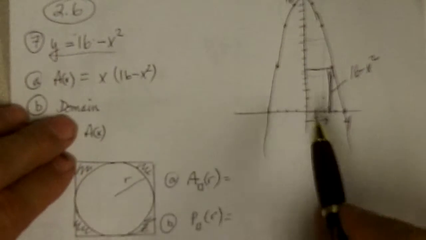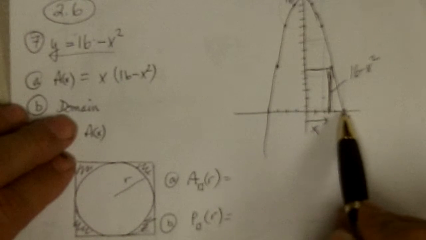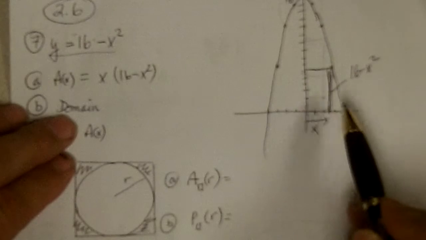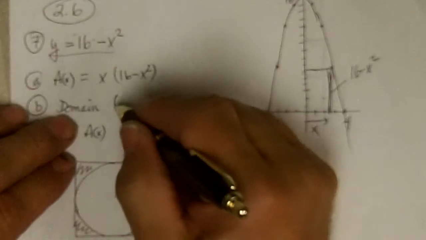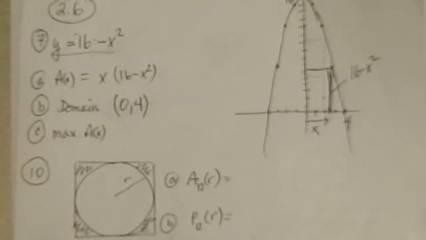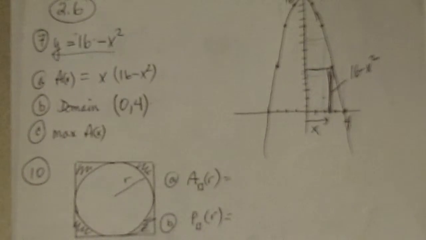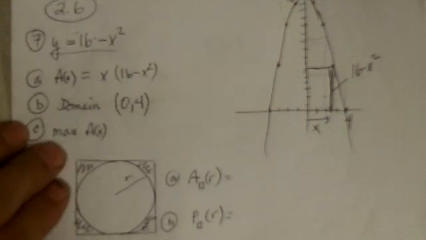And so the domain, since I've got to be in the first quadrant, x has got to be somewhere between 0 and 4. It really doesn't make a rectangle at 4 or at 0, so the book said go from 0 to 4, not including those. I could say it goes clear to 4, but it would have no dimension, it would be 0 height, so it's not really a rectangle, and that's why they didn't put the 4 in.